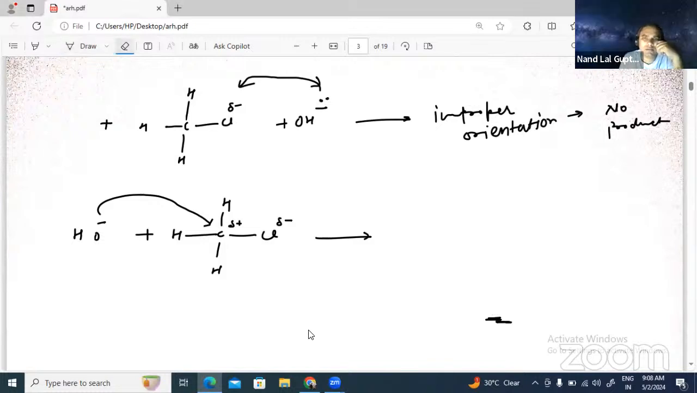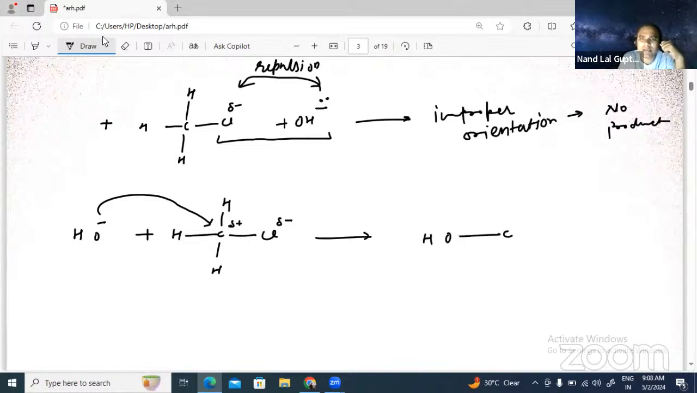So here you see, in this case, what is happening? This is the improper orientation. Minus, minus is there, so here there will be repulsion. The orientation is not good. But if it is backside attacking, it will give rise to the product. This is the C, here is H, this is H, here is H, plus Cl minus will be out. So this is giving the product, but this is not. Why? Because the collision should be a proper collision. That will give, that must be effective.